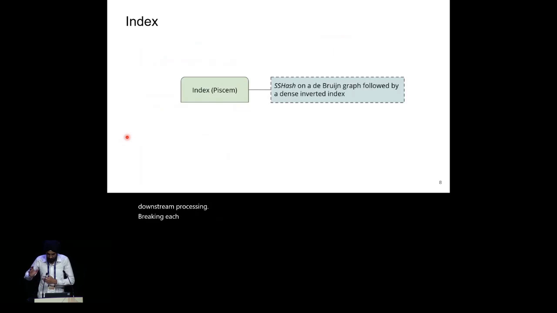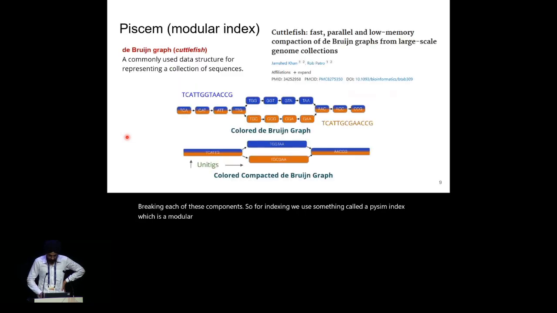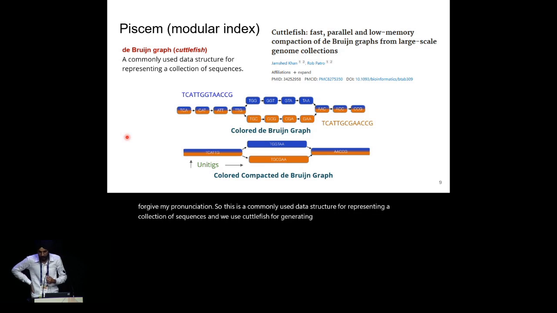Breaking down each of these components. For indexing, we use something called a piscem index, which is a modular index, and the heart of it is a De Bruijn graph. If anyone speaks Dutch, please forgive my pronunciation. This is a commonly used data structure for representing a collection of sequences, and we use Cuttlefish for generating it.